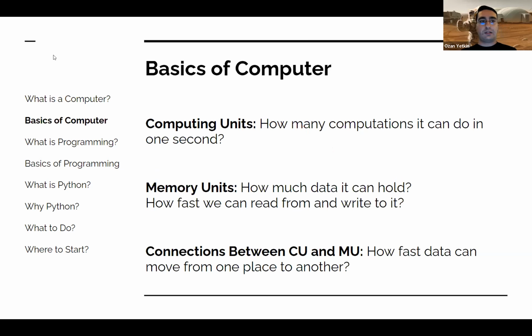So the basics of a computer are about 3 parts. The first part is the computing unit, the second is the memory unit, and the most important part, I guess, is the connection between the computing unit and the memory unit. The computing unit is basically the processor, like M1 chips in MacBooks or i7 Intel chips on Windows laptops. These are the computing units.